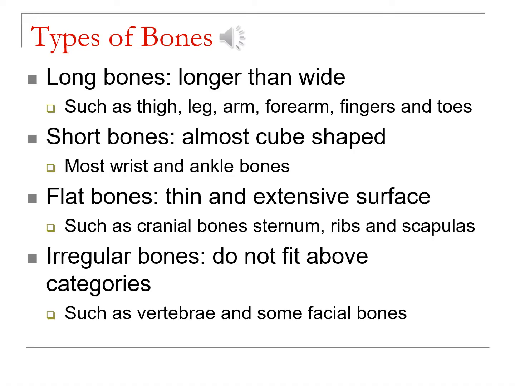Flat bones are thin and have an extensive surface, such as the cranial bones, the sternum, the ribs, and the scapulas of our back. And we have irregular bones. They do not fit the above categories, such as the vertebrae and some facial bones. We'll appreciate the irregular bones more by the name irregular. They really have irregular shapes.